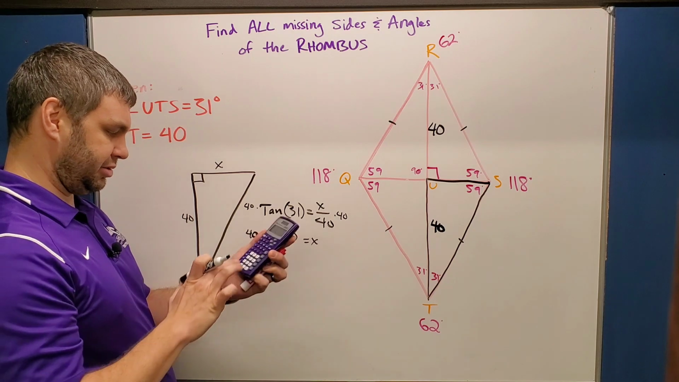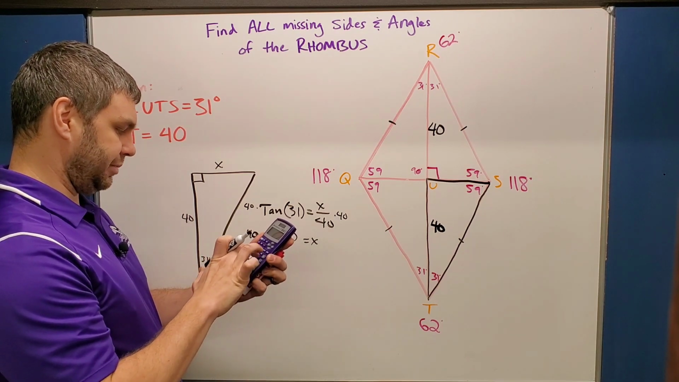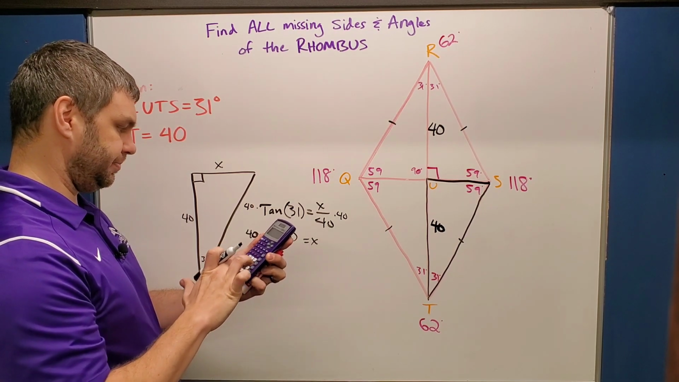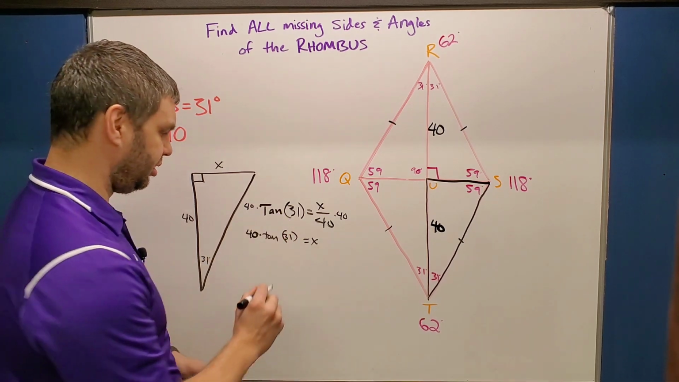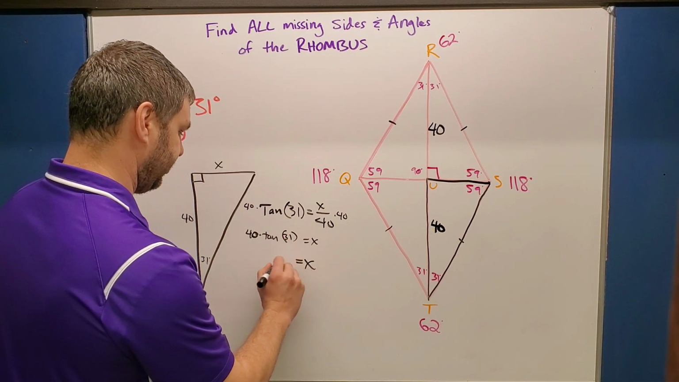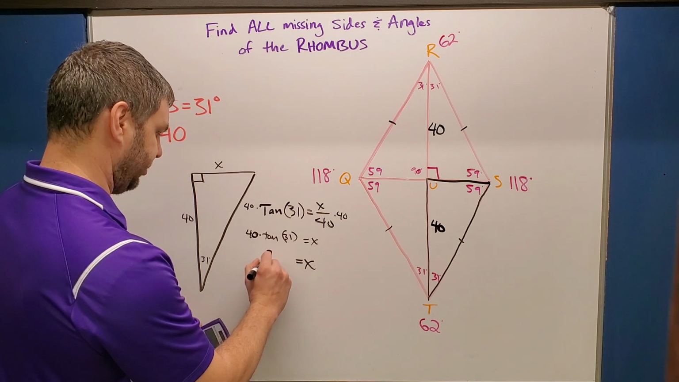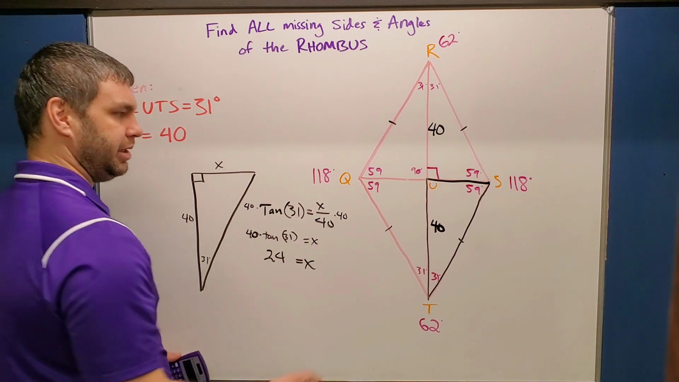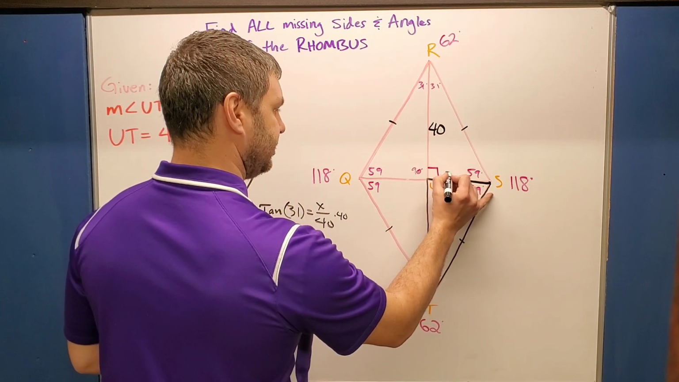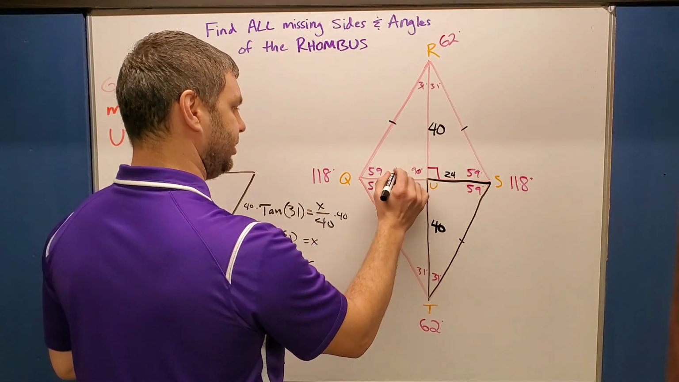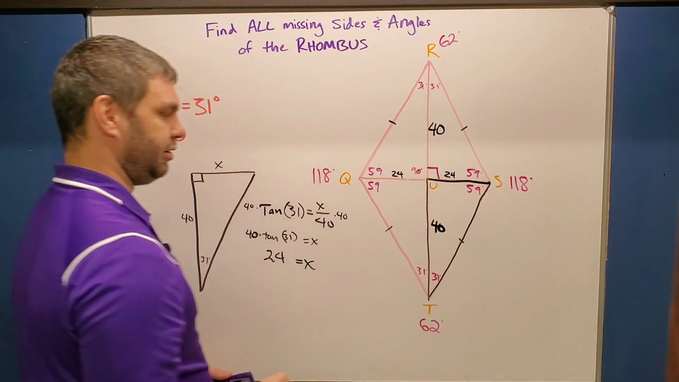So you might need to bust out your calculator. What is 40 times tangent of 31? That is 24.03. I'm just going to call it 24. I think it's safe to round to one decimal point there, 24.0 or 24. And so I can plug that in. And again, I'm using black for the side lengths. So I'll say this is 24. And that means the other side's also going to be 24 like that.